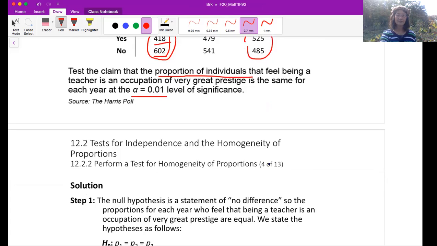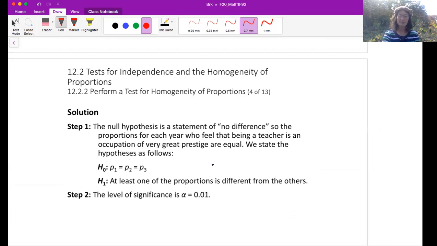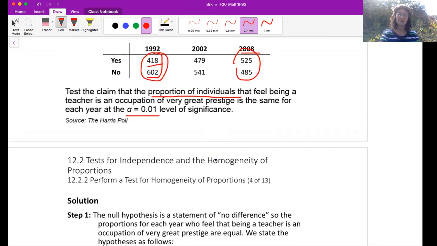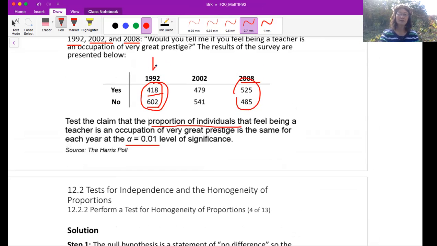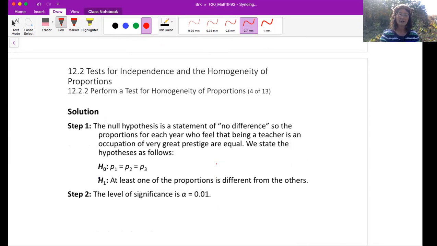Okay. So step one. By the way, we are comparing three proportions. One proportion is for year 1992, one proportion for year 2002, one proportion for year 2008. So we say the null hypothesis: those three proportions are the same.